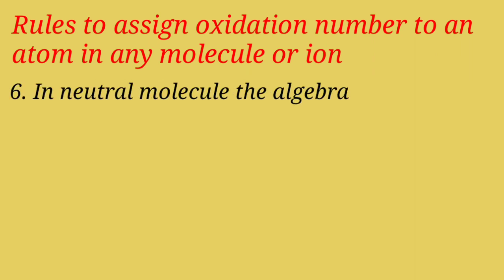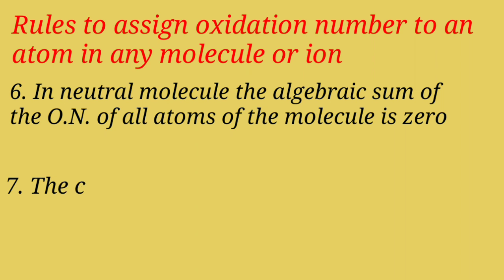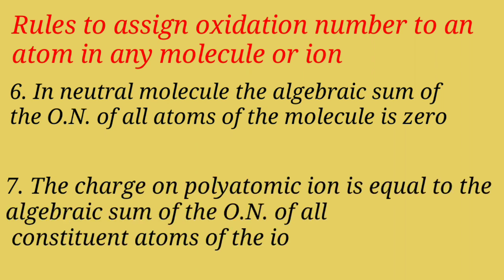Sixth rule states that in a neutral molecule, the algebraic sum of the oxidation number of all atoms of the molecule is 0. And the seventh rule states that the charge on a polyatomic ion is equal to the algebraic sum of the oxidation number of all constituent atoms of the ion.